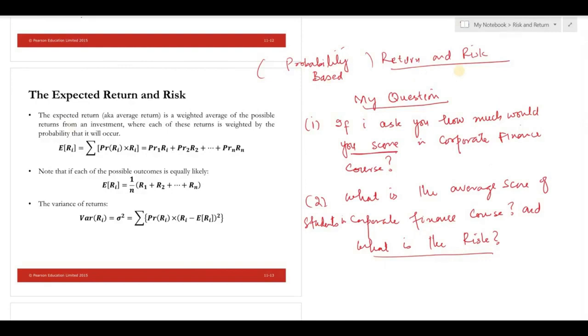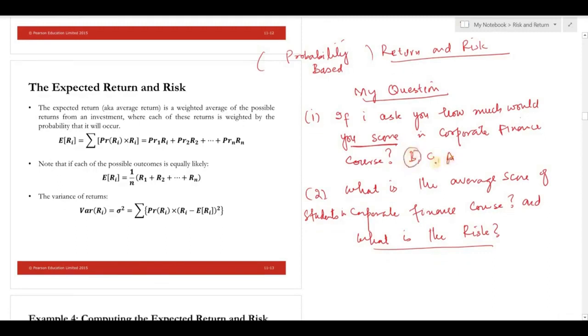Before going to this slide, my question is, if I ask you how much would you score in this corporate finance course, can you answer? Because this is the first time you are doing that, you are not sure, so you will say that maybe you will get B, you will get C, you will get A, right, but you are not sure. If I ask you, you are expecting B, how much are you sure? You cannot tell exactly. If I ask you how much are you sure to get C, you will tell me 70%, 80%, right? So it means you are not 100% sure.